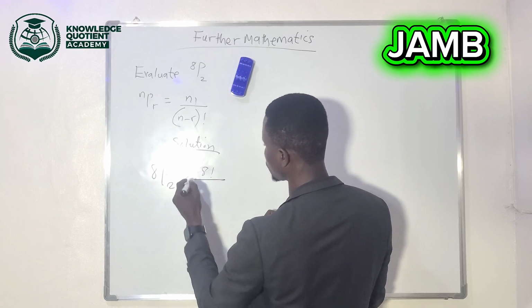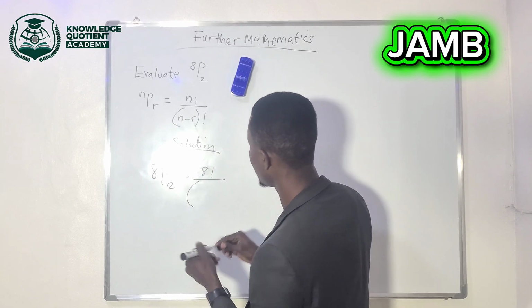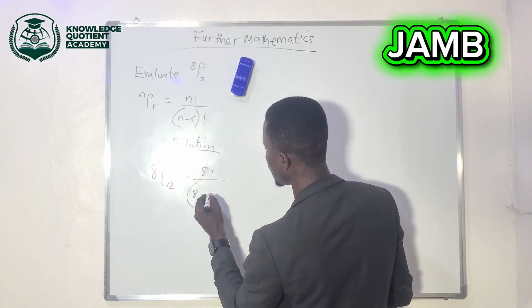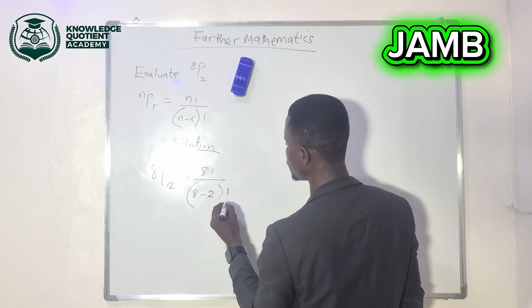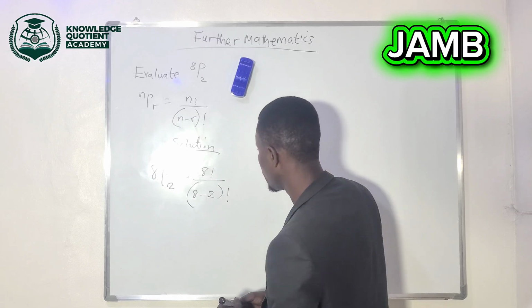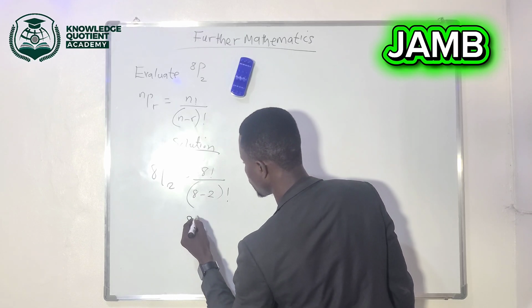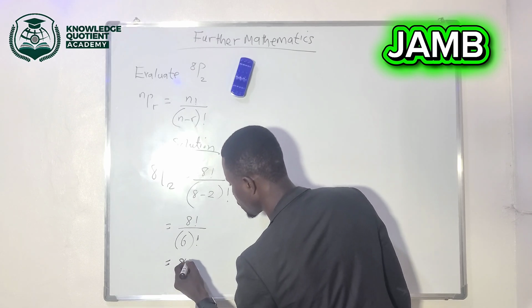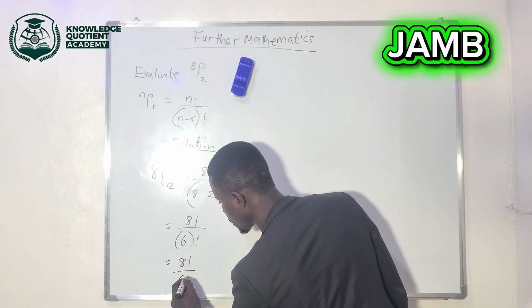factorial all over open bracket. What is my n here? N is 8, minus what is my r? My r is 2. Close bracket everything factorial. Then I can proceed further by saying this one will give me 8 factorial all over 6 factorial.